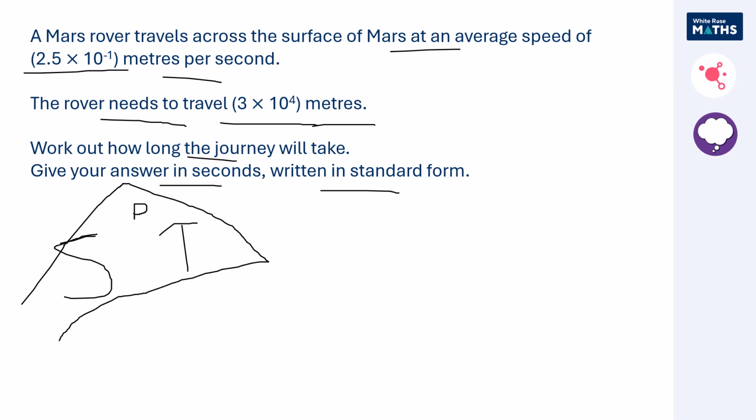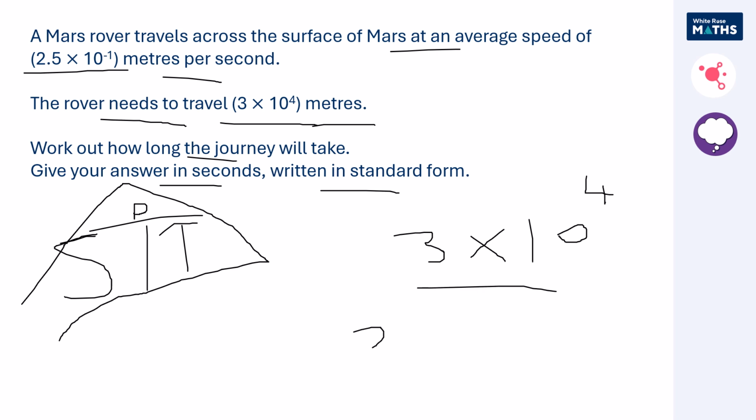So covering here, obviously time is going to be distance over speed. So this divided by this. So 3 times 10 to the power of 4 divided by 2.5 times 10 to the minus 1. Remember, numbers go with numbers and then powers of 10 go with powers of 10. So in this part here, it's going to be 4 minus 1, so it's going to be times 10 to the power of 5.